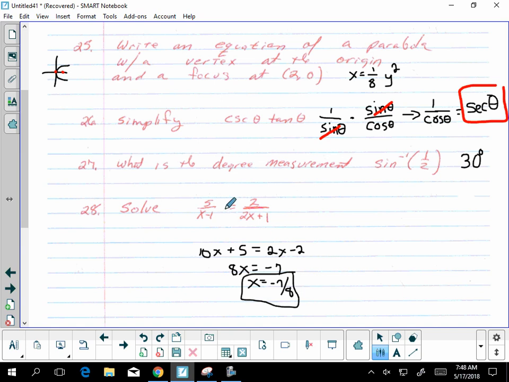28, that's a proportion. I want to cross multiply. So 5 times 2x plus 1 is 10x minus 5. I went ahead and just distributed. x minus 1 times 2, I got 2x minus 2. Subtracted 2x from both sides, subtracted 5, divided by 8, and I got x equals negative 7/8.